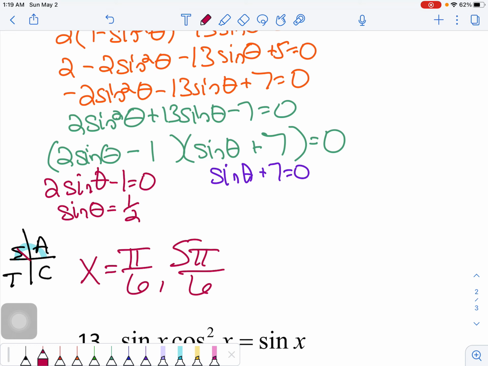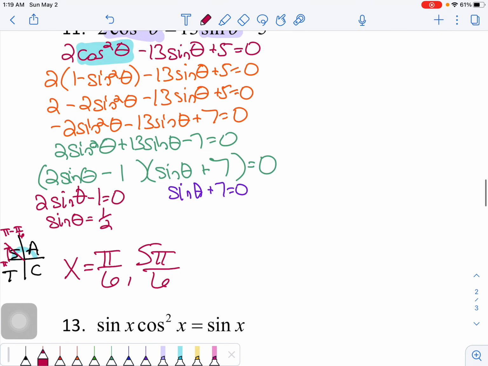And how did I just do that? Remember, this is going to be pi minus pi over 6. You want to count backwards off of the 180 or pi, off the x-axis. So that's the first one. Let's deal with this one.